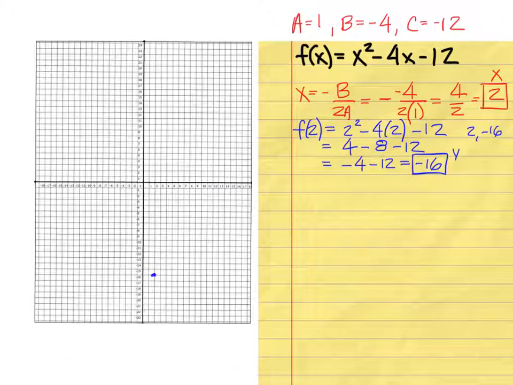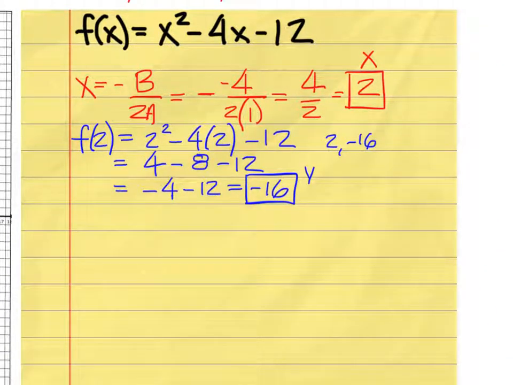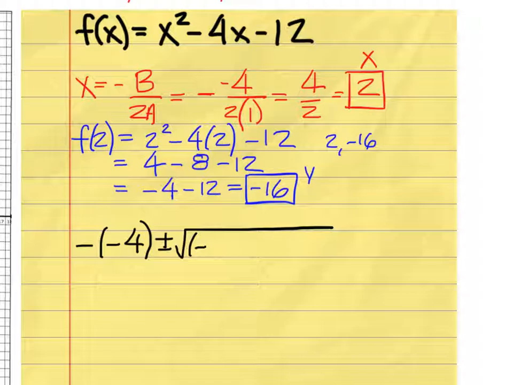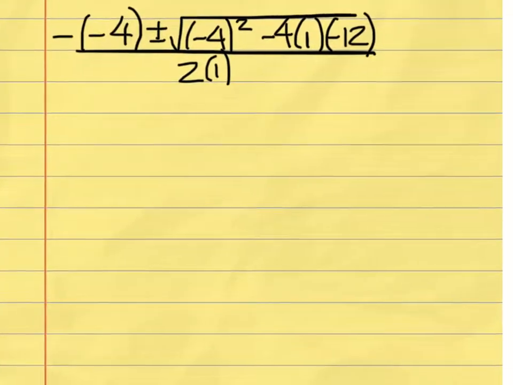Alright, your x-intercepts would be a good thing to find. If you find the x-intercepts, you have to use the quadratic formula. Negative b is going to be negative 4 plus or minus the square root of the quantity negative b squared, minus 4 times 1 times negative 12, and then you're going to have all of that over 2 times 1. And simplify that from there.